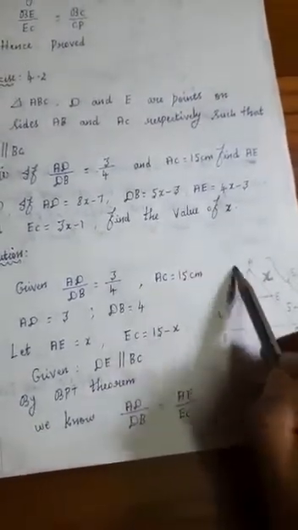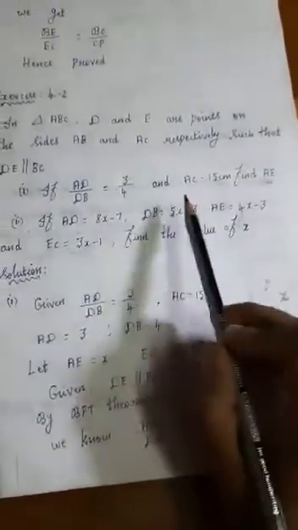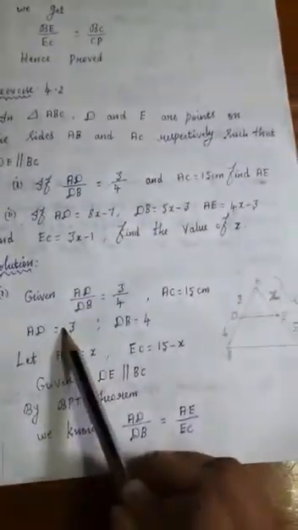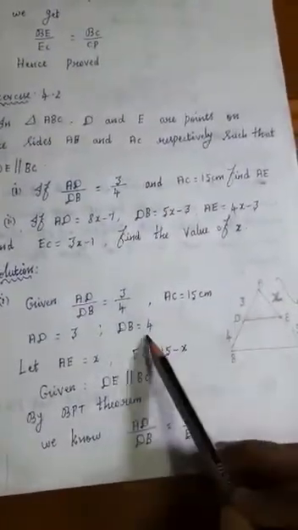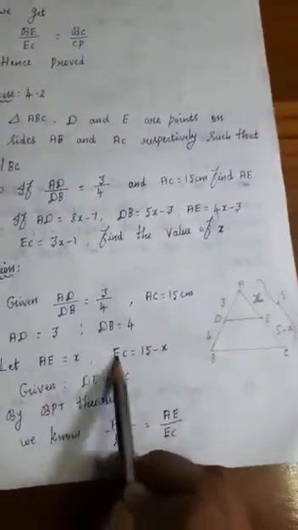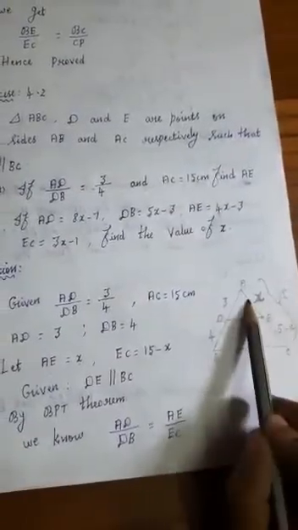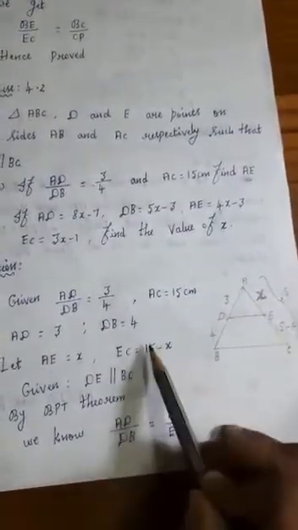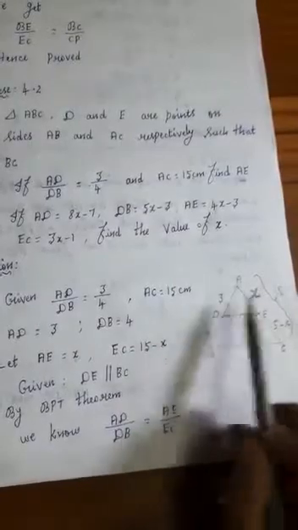On this side they have given the AD value, AD here is 3, and the DB value also they have given, 4. So now you can write AE, which we have taken as X. EC is the full length subtract this part, the remaining length. So then you can subtract both: 15 minus X.